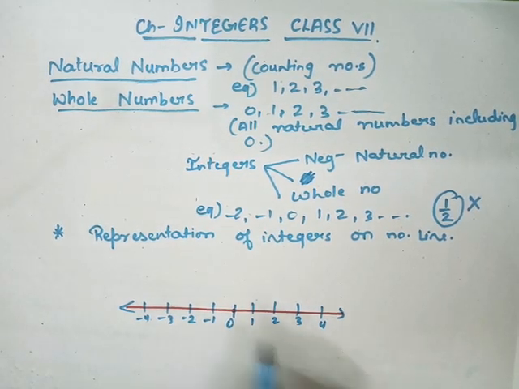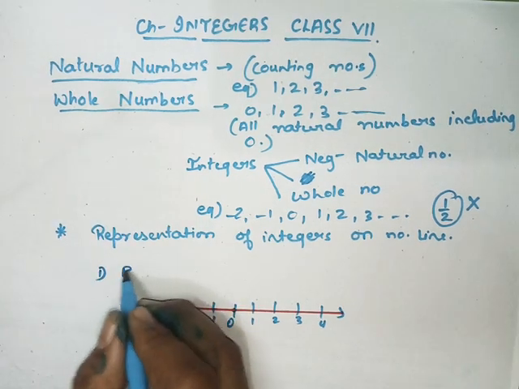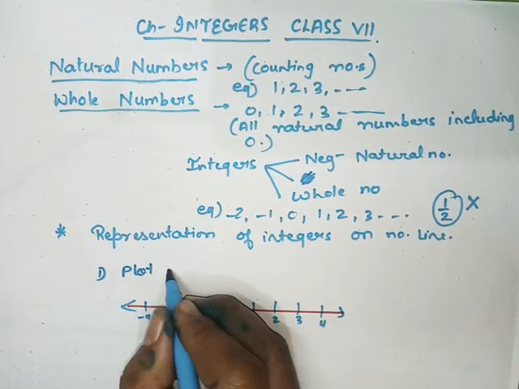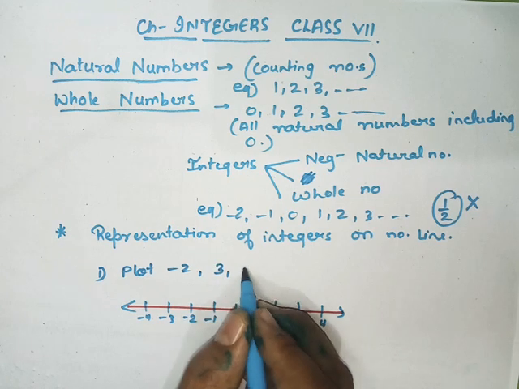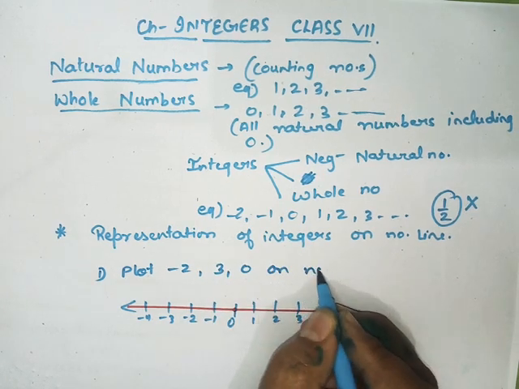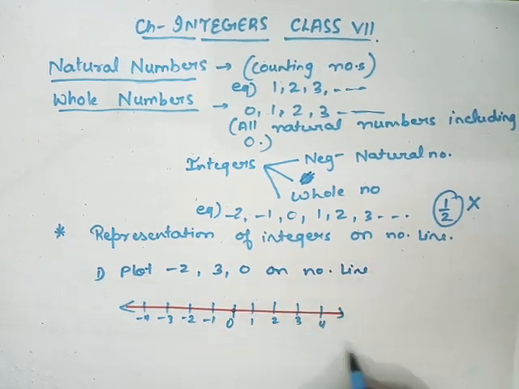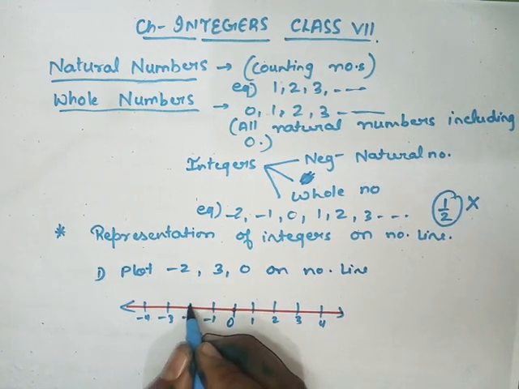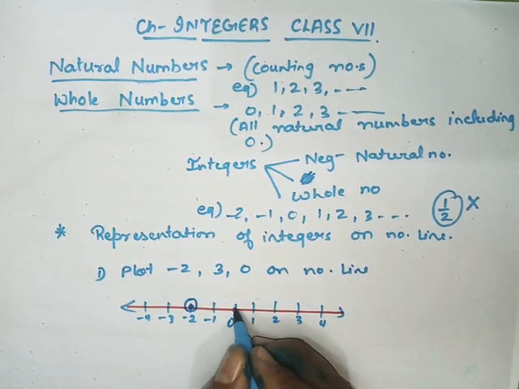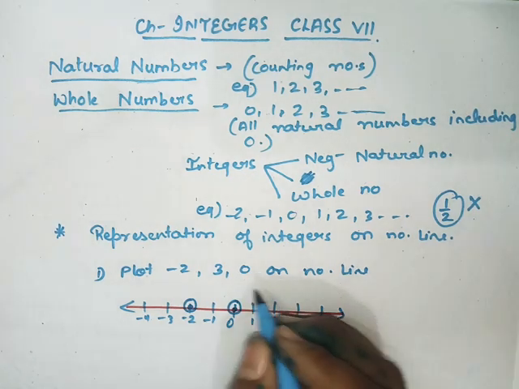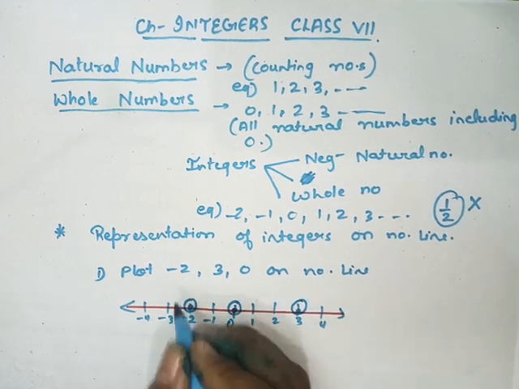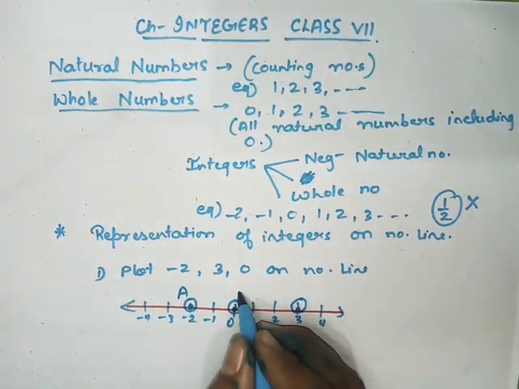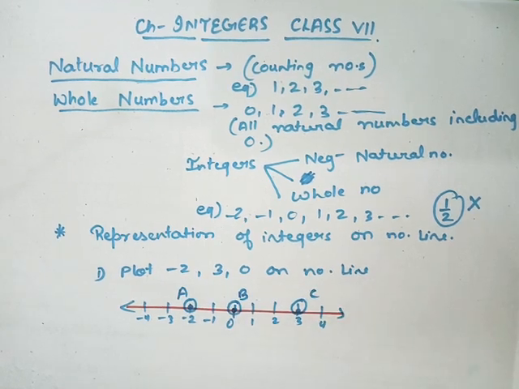So if I have to plot -2, 3, 0 on the number line, it's very easy. We can draw a number line like this. Then -2 is this, 0 is this point, and 3 is this point. We can write that A represents -2, B represents 0 and C represents 3 on the number line.